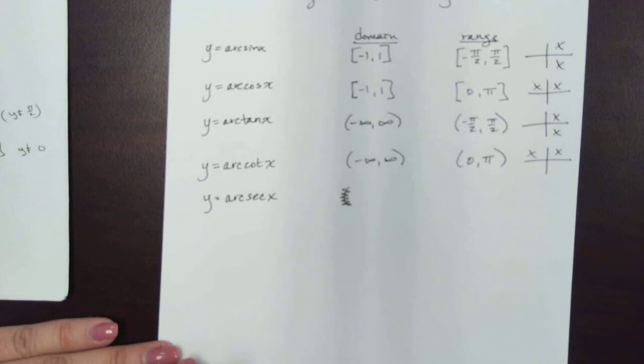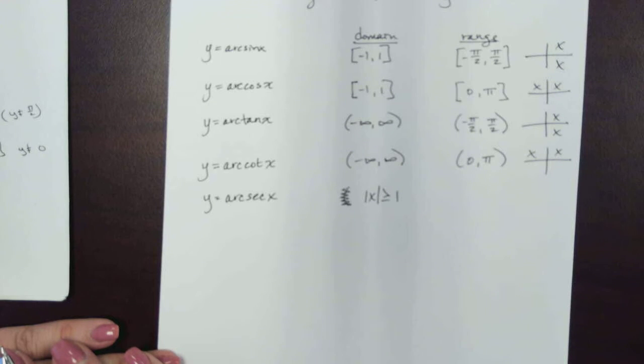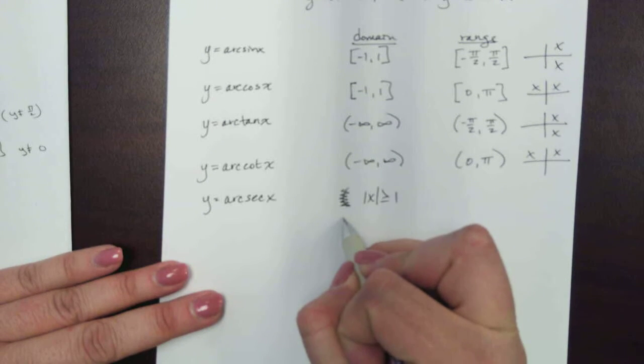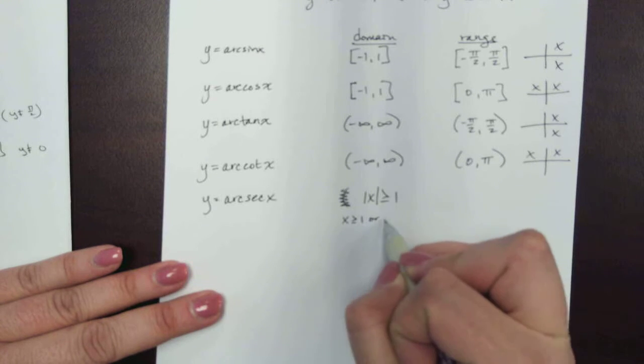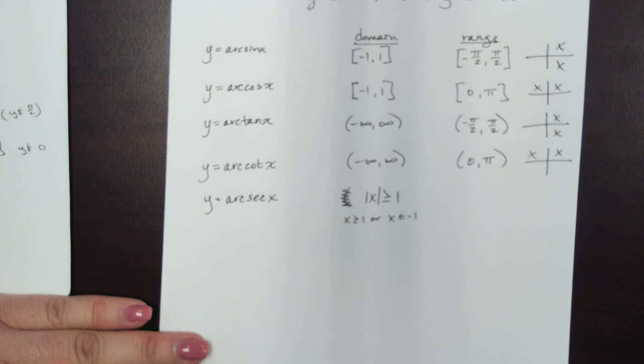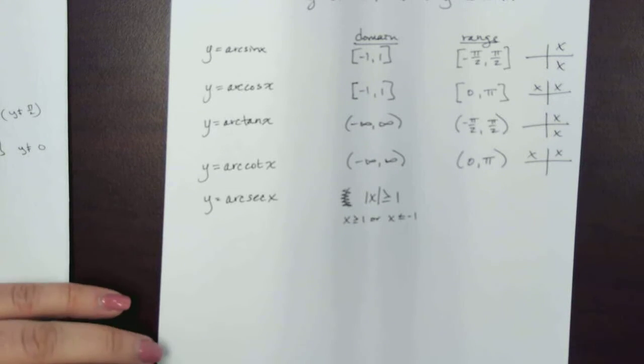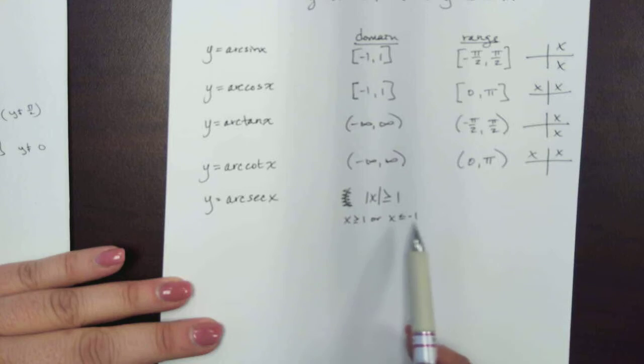So y equals arcsecant, and this is where I'm going to have the absolute value of x greater than or equal to 1. If we think about that, I could rewrite it as x is greater than or equal to 1, or x is less than or equal to -1. And we can think of the u's, right? The secant graph is the u above the crest and trough of the cosine curve. That says x is greater than or equal to 1, or x is less than or equal to -1.